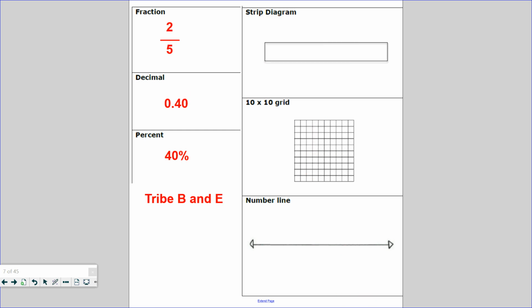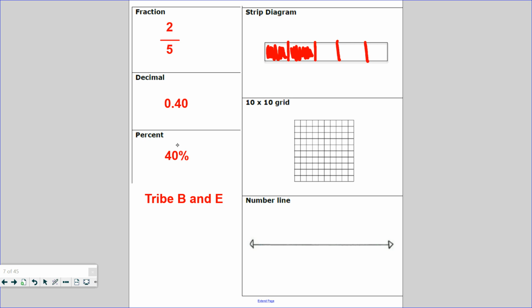What if you were assigned this fraction, decimal, percent? 2/5, 40 hundredths, and 40%. So 2/5. Oh, I could cut this into 5 equal parts. Shade in 2/5.